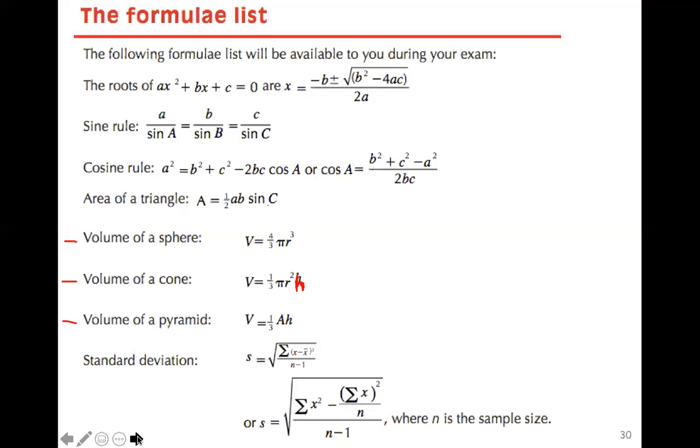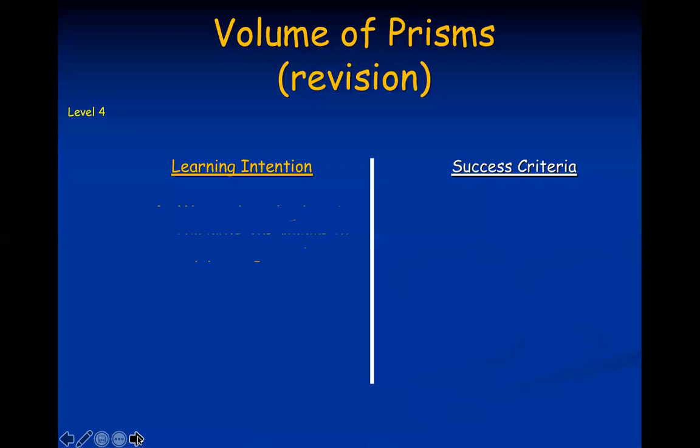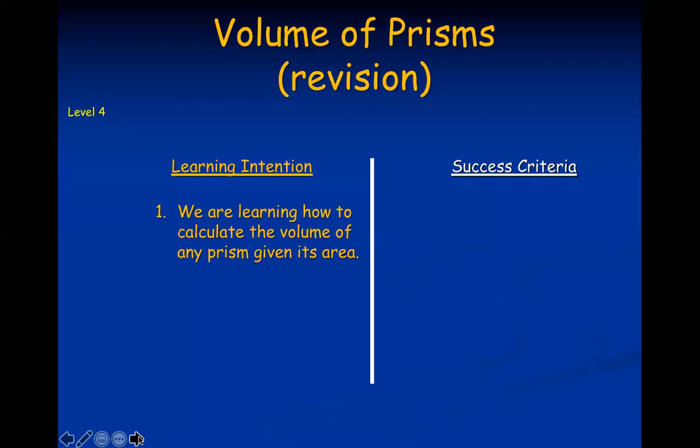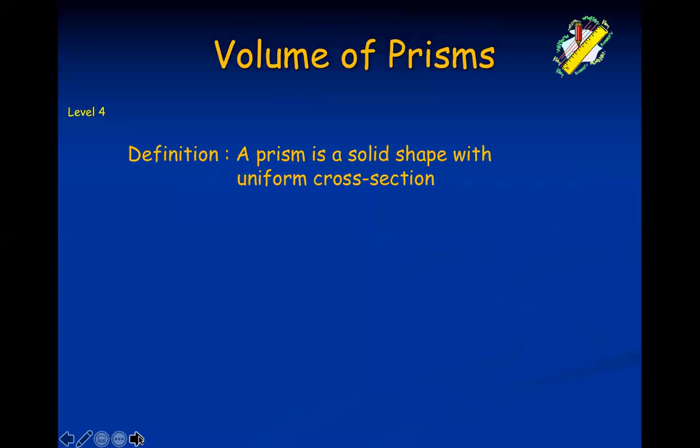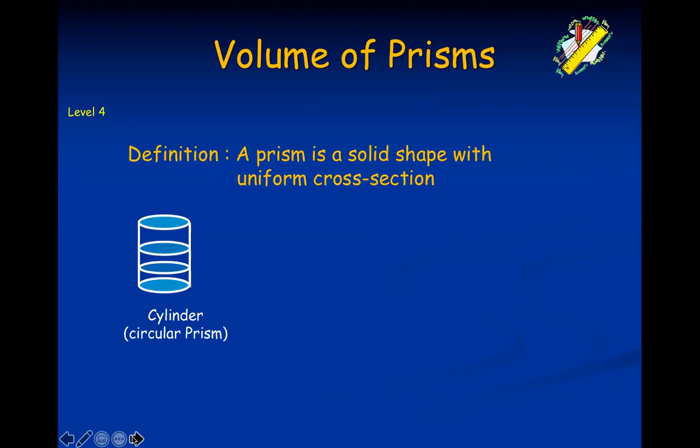So let's see the first slide. The first thing we're going to learn about is how to calculate the volume of any prism given its area. To define a prism, it is just a solid shape with a uniform cross section. So I can have a circular prism. That's what they call a cylinder, if you remember. A cylinder is a prism, but it's called a circular prism because you can see that it's made of circles that you can pile one on top of each other.